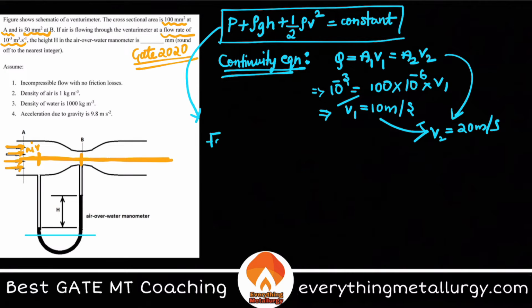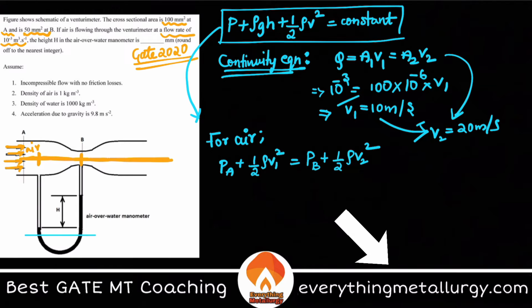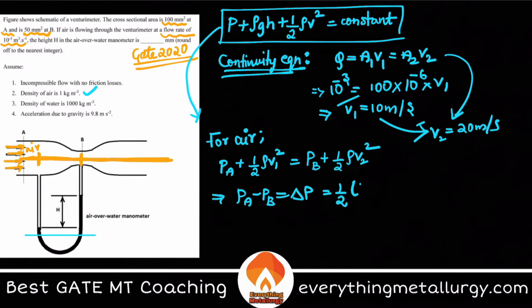So what I can write is, for air, PA plus half rho V1 square will be equal to PB plus half rho V2 square, correct? This is what I can write. So from here I can always do PA minus PB, which is usually represented by delta P, will be equal to half density of air, which is given as 1, into V2 square minus V1 square, so it is 20 square minus 10 square. This will be equal to how much? So this is 400 minus 100, 300 by 2, you get 150. Delta P is 150. Okay, so please take care of the units also.